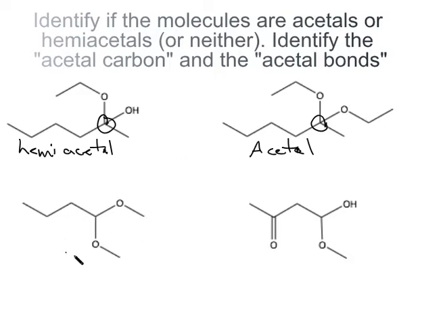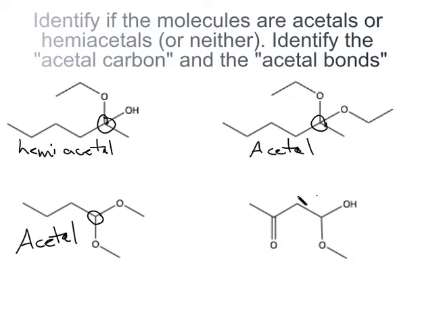The next molecule, we have our carbon chain. Now we see that the carbon chain ends right here. This does not impact whether it's an acetal or a hemiacetal, but as we evaluate this, we look and we see we have our carbon, and it's attached to an OR and attached to another OR. This means that this is an acetal.